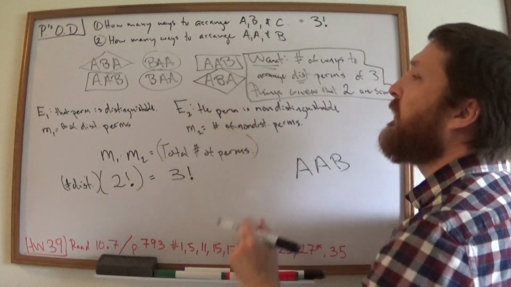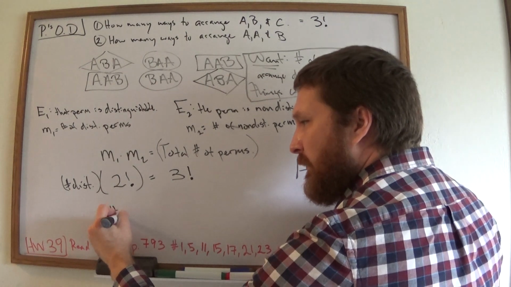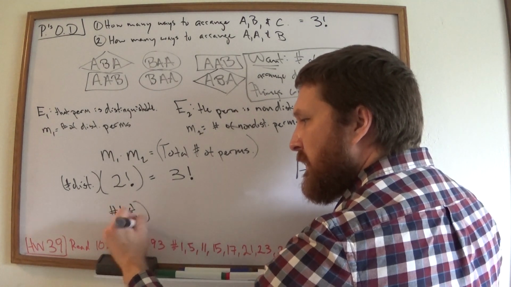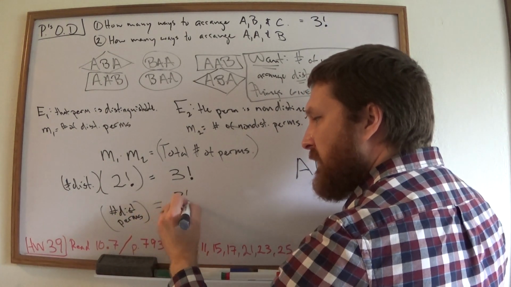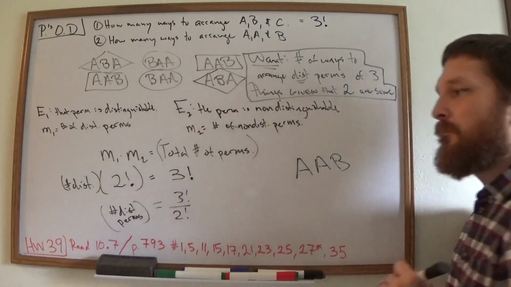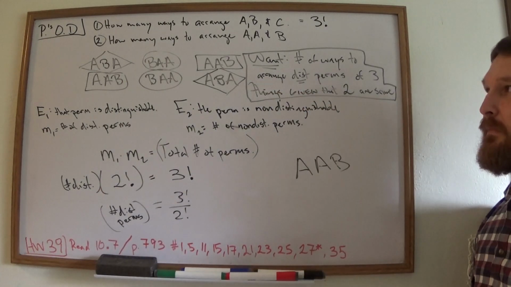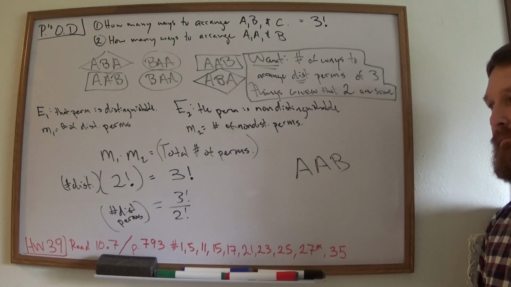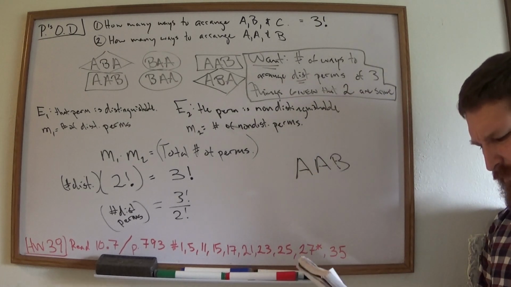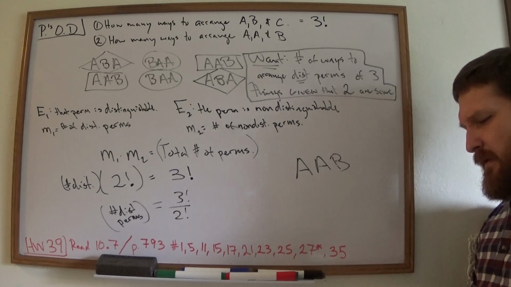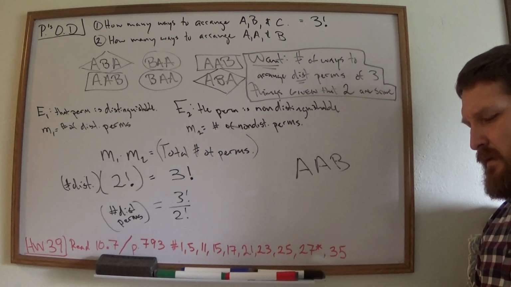And so the number of distinguishable permutations that we're looking for is 3 factorial divided by 2 factorial, which is 3, which is what we said at the beginning when we did brute force. Everybody follow that? It's not too hard to see in that case.